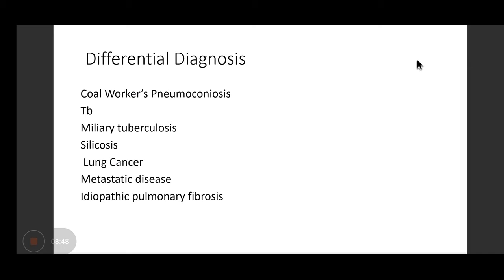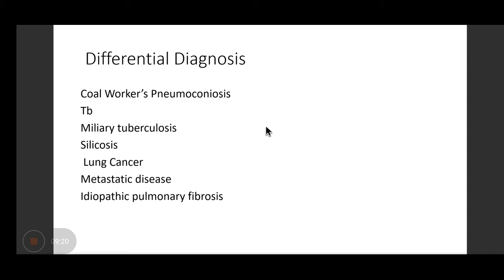So that was TB and lung cancer. And the other one is idiopathic pulmonary fibrosis. Even here they have a similar clinical presentation, where the patient is old and also presents with cough and dyspnea. Usually the cough in this case is a dry cough, and it is also a type of restrictive pulmonary disease.